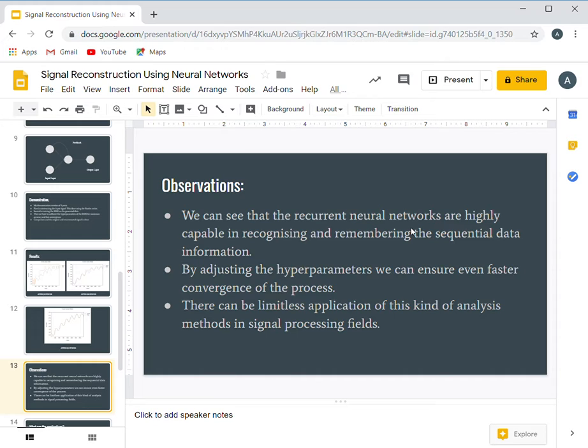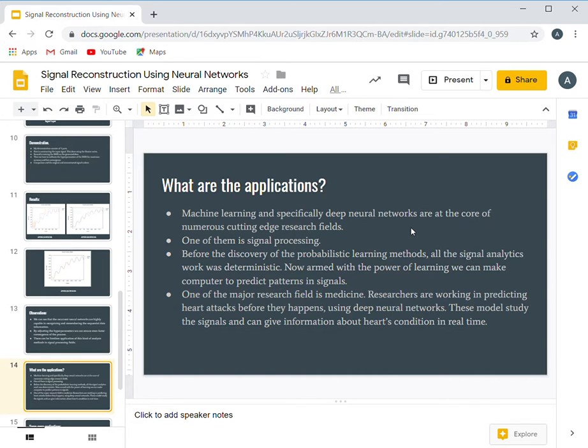Observations. We can see that RNNs are highly capable in recognizing and remembering sequential data information. By adjusting the hyperparameters, we can ensure even faster convergence of the process. There are limitless applications of this kind of thing, especially in signal processing and signal analysis fields. Like for example, medicine.